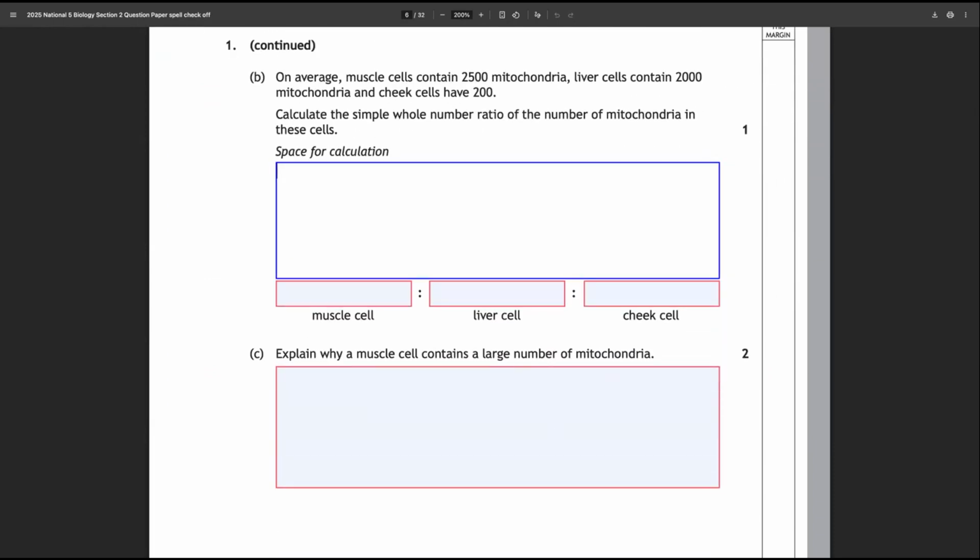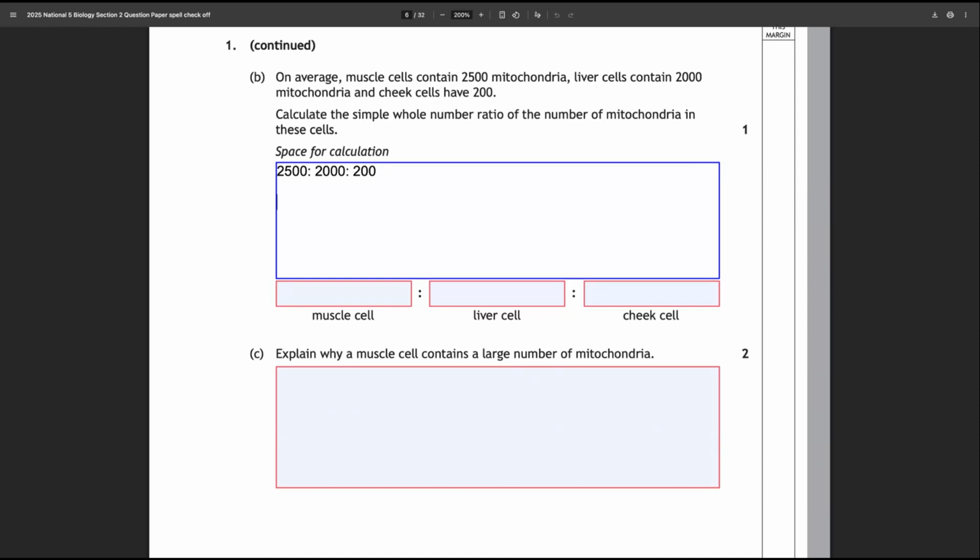1B, on average, muscle cells contain 2,500 mitochondria, liver cells contain 2,000 mitochondria, and cheek cells can have 200. You have to calculate the simple whole number ratio of the number of mitochondria in these cells. Okay, so the first thing for this question that you should do is look at the way they want the answer displayed in terms of the ratio, and then write down your initial numbers in that order. Okay, so step 1, we'll get the raw numbers that the question has given us written down. So that's 2,500, 2,000 and 200. Okay, and we just check they're in the right order as they should be in the answer, and that's fine.